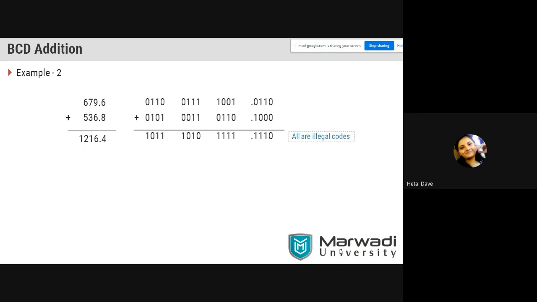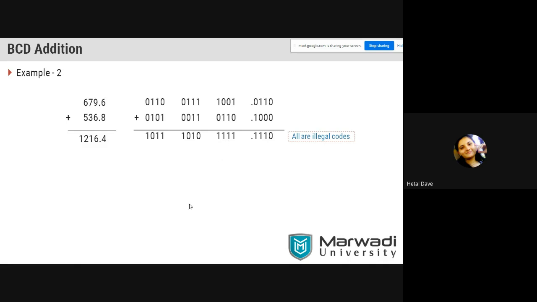So here, observe the code. 1110. We have started from the right hand side. 1110, so it is greater than 9. 1111, greater than 9. All combinations are greater than 9. And you can check here, it is not the same as our actual answer. It is not 1216.4. Is it 4? No, it's not 4. Is it 6? No, it's not 6. Means some correction is required.